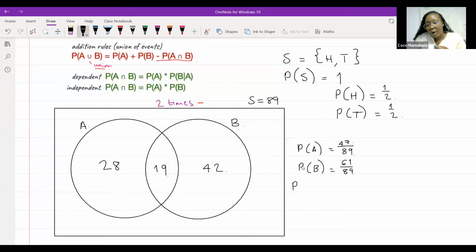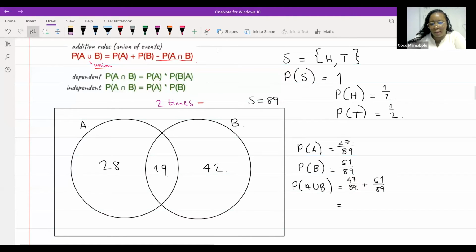So if I take the probability of A union with B, the numerator needs to equal 89, correct? So for the probability of A union B, I need to get 47 over 89 plus 61 over 89. How much is this going to give me? Put that into a calculator and give me a fraction.